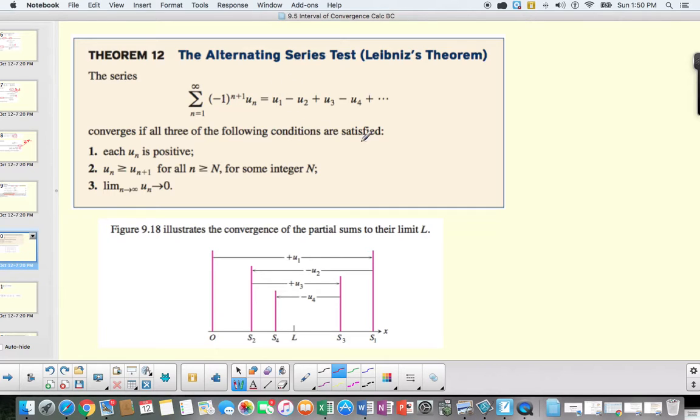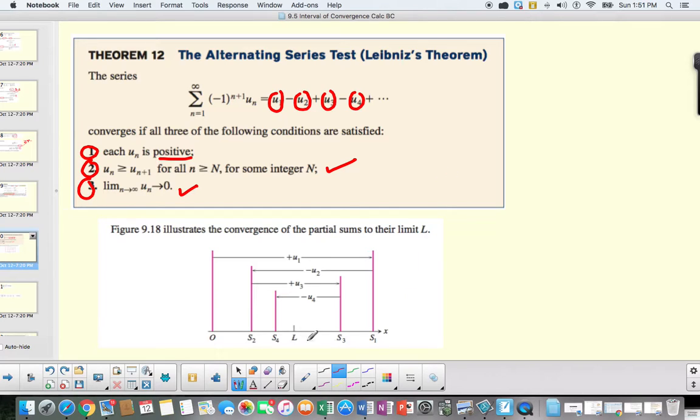This is one of the easier tests to do. You just have to pass 3 requirements. First, you have to have an alternating series. Then you have to talk about the u sub n term, the one that's being added or subtracted in each case, and it has to be positive. Then the previous term has to be greater than the next term, or you can say the next term has to be smaller than the previous term. That requirement must be met. And the u sub n term must be going to 0. When this happens, we say that the series converges.